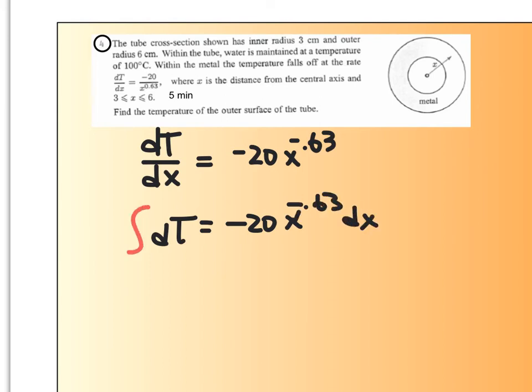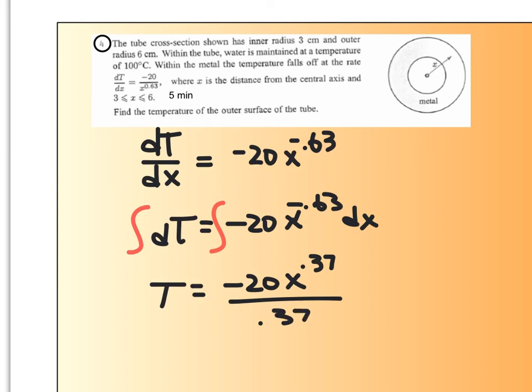Now I can integrate. When I integrate, I get T equals negative 20 x to the positive 0.37 over 0.37. Don't forget plus c.